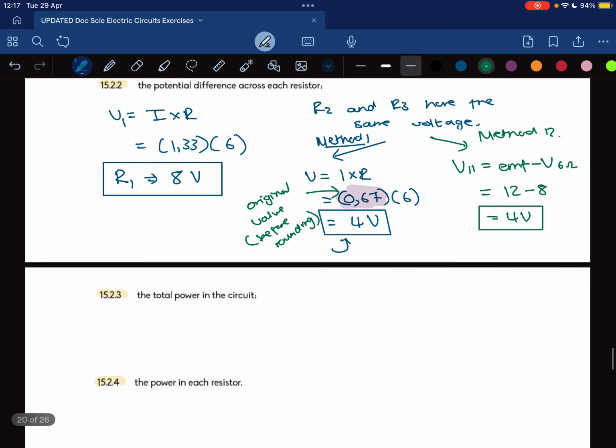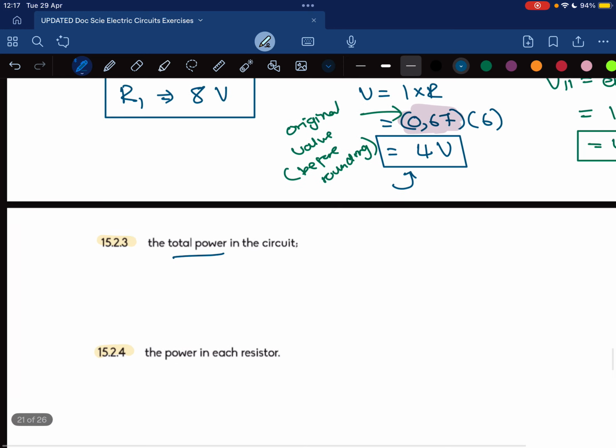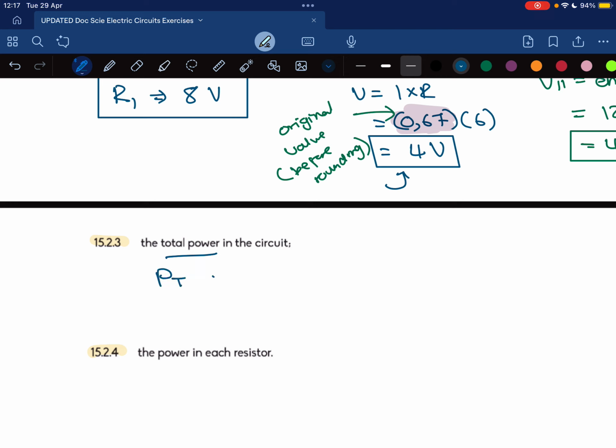Then 15.2.3 says, what is the total power in the circuit? For total power in the circuit, we're going to use total equations again. So we're going to say P total is equal to I total times V total. That's the easiest way. You can also use the R, but in this case we're just going to use IV. So 12 would be the voltage, times the total current, which is 1.33. So the total power is 16 watts.